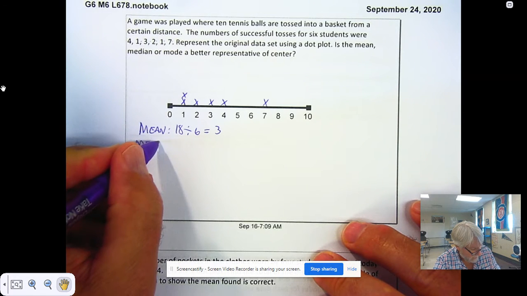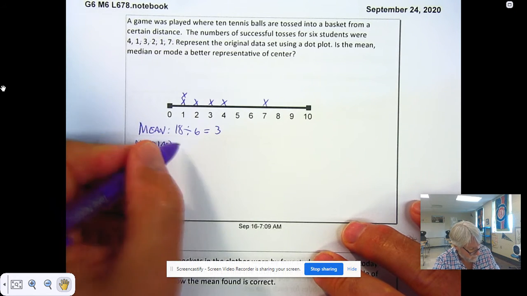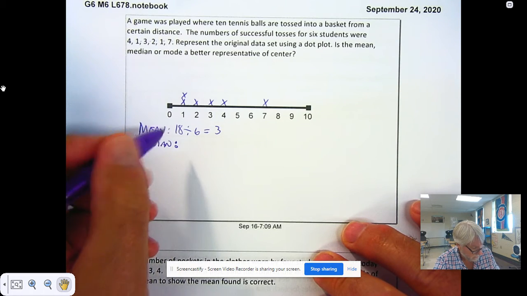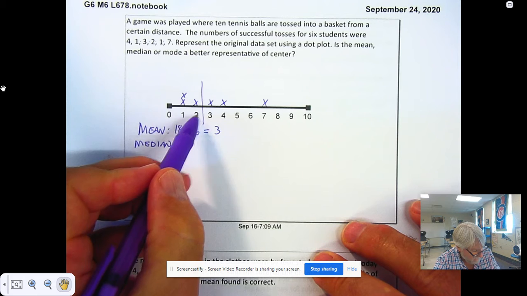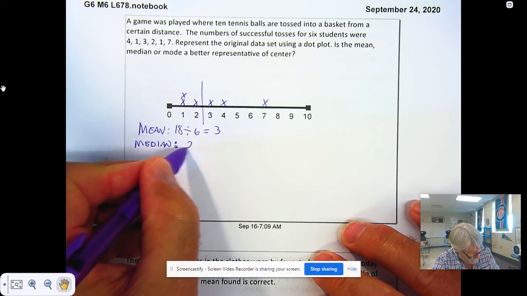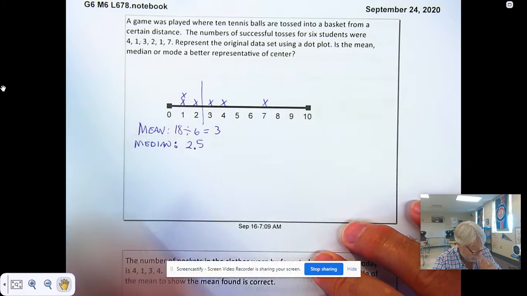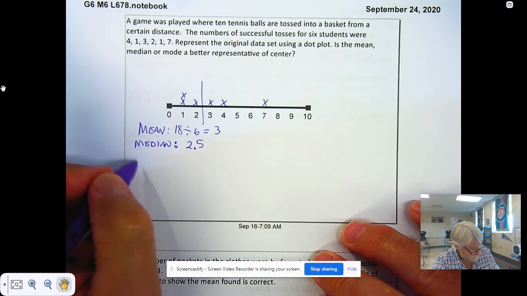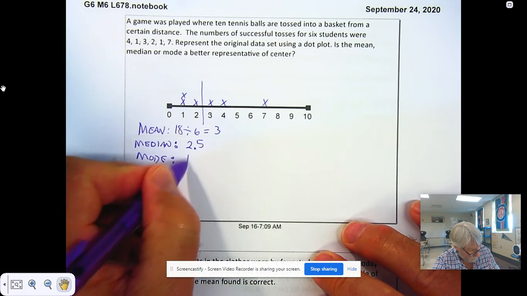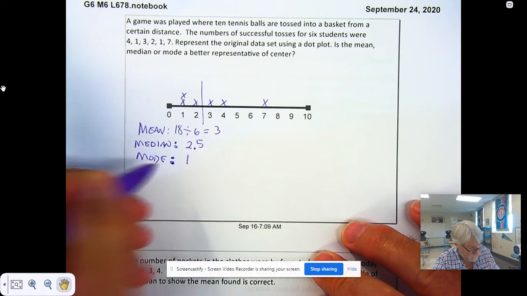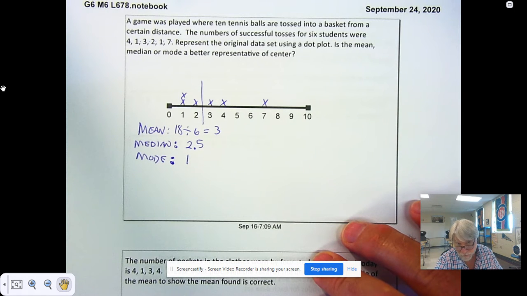The median is the middle number. So we've got half the data larger and half the data smaller than the number in the middle. So 1, 1, 2, 3, halfway between 2 and 3, the median, 2 and 5/10. The mode is the number that occurs the most often. 1 is the mode.